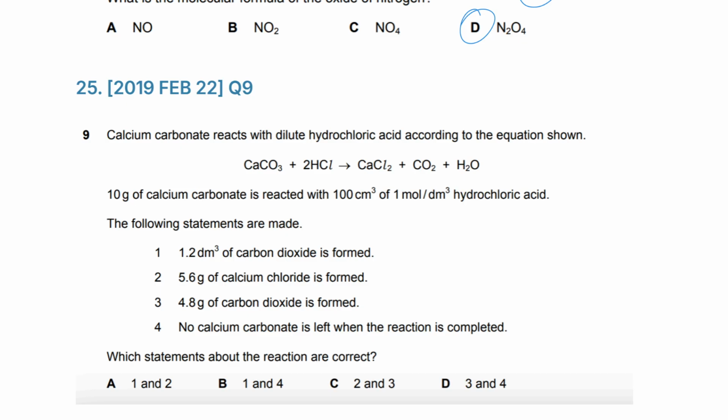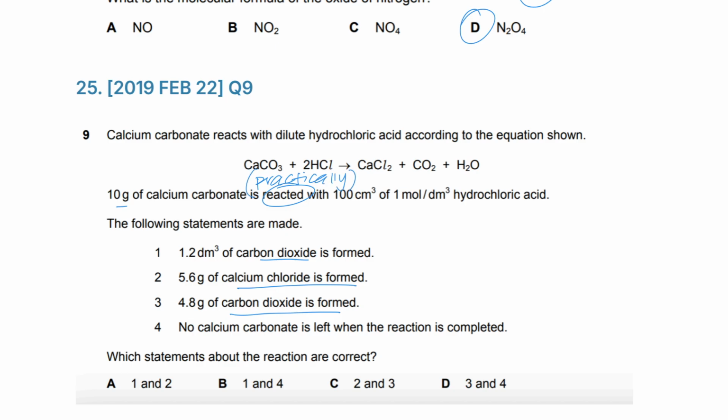Okay. Calcium carbonate reacts with dilute hydrochloric acid according to the equation. 10 grams of calcium carbonate is reacted with 100 cm cube of 1 mole per dm cube of hydrochloric acid. The following statements are made. This much carbon dioxide is formed, this much calcium chloride is formed, no calcium carbonate remains. Now, this is a pathetic MCQ because it will take a lot of time to calculate. First of all, this is what he has done practically. He's reacted this practically.